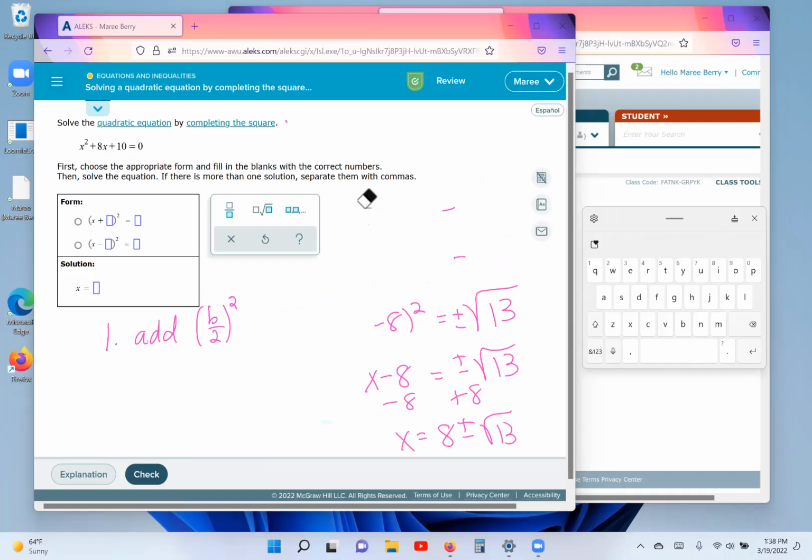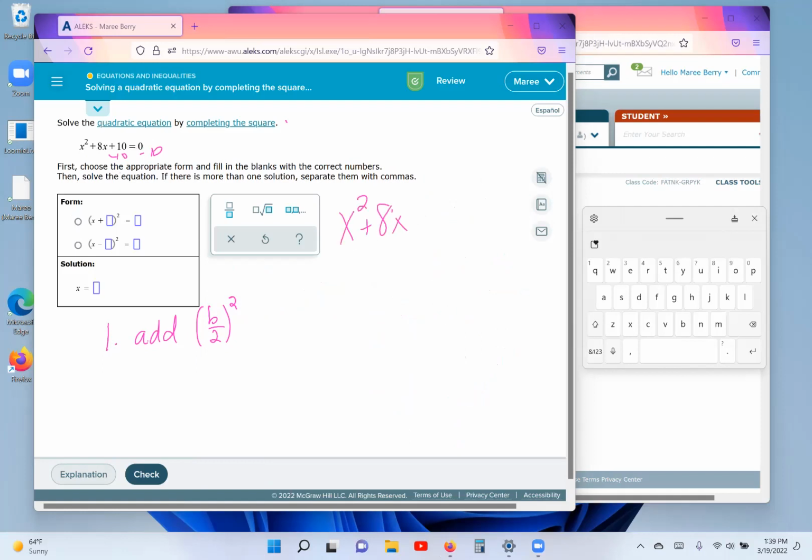So we start with subtracting 10 from both sides of the equation. So we have minus 10. And we have x squared plus 8x, and I like to leave a space, equals negative 10. And then we're going to figure out what are we going to add to both sides. Well, we take b, which is 8, divided by 2, which is 4, square it, and we get plus 16. You have to do it on both sides. So negative 10 plus 16 becomes a 6.